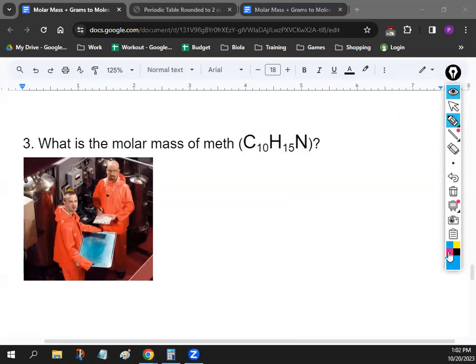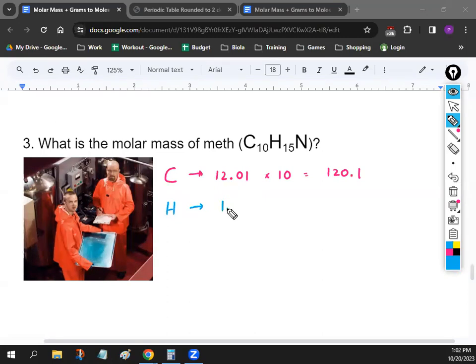Alrighty, so let's start with carbon. If we take a look at meth, meth has 10 carbons inside of it, right? And you should have seen on the periodic table that carbon is 12.01 grams per mole, and there's 10 of them, so we just multiply that by 10. All of the carbons inside of meth will give you a total weight of 120.1.